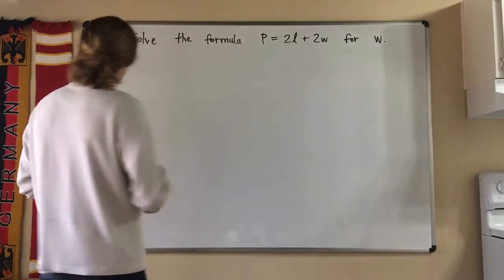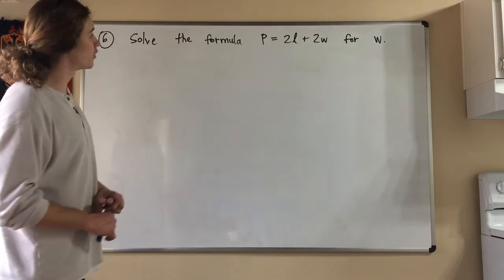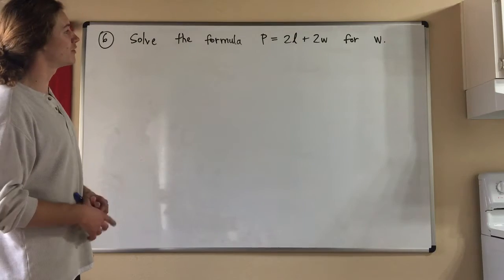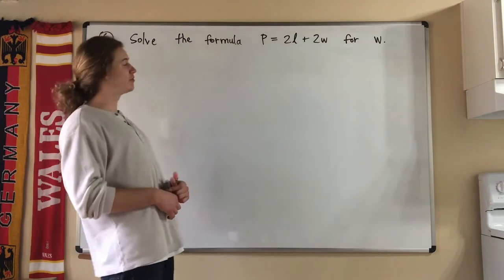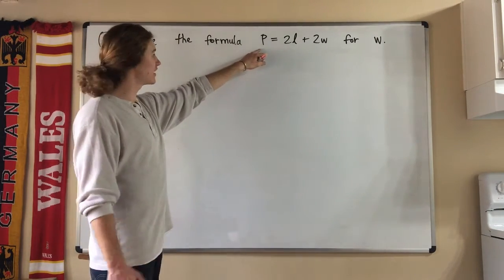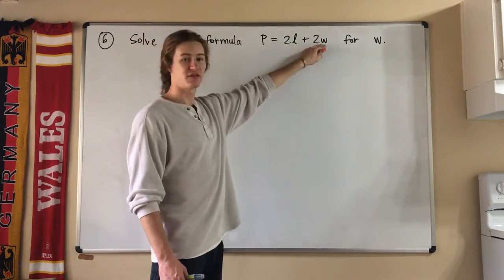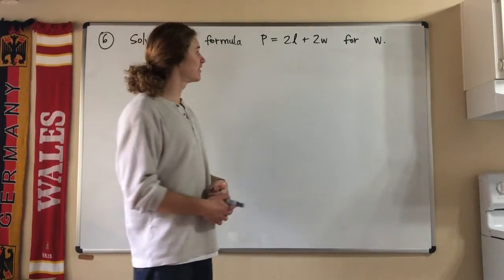Alright, this is problem number 6 from midterm 2. Let's look at the solution. It asks us to solve the formula P equals 2L plus 2W for W. If we didn't know, this is a rearranging the formula problem from 2.4. Also, this formula is the formula for the perimeter of a rectangle, given the length L and the width W. Remember, the perimeter is the sum of the side lengths of the shape. We're just adding all the side lengths together.